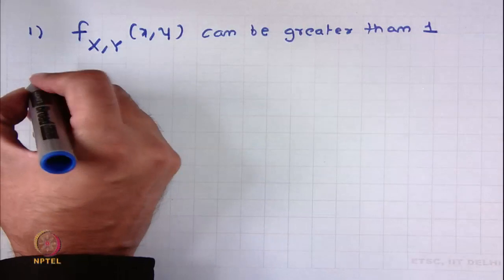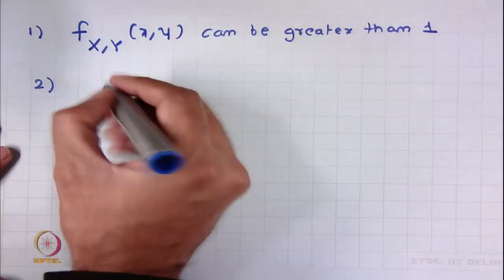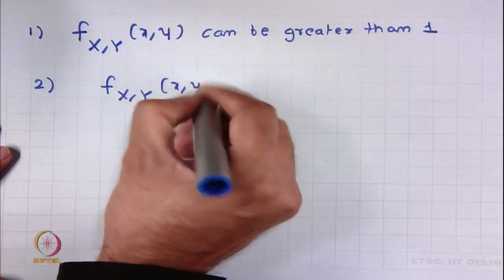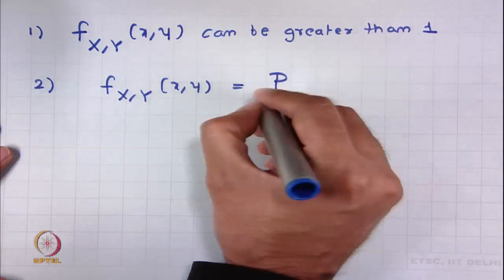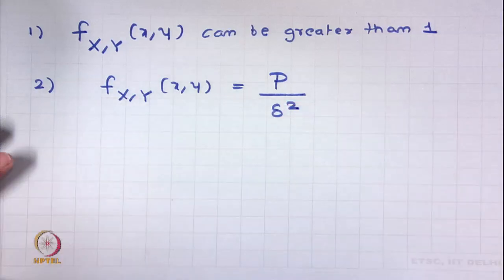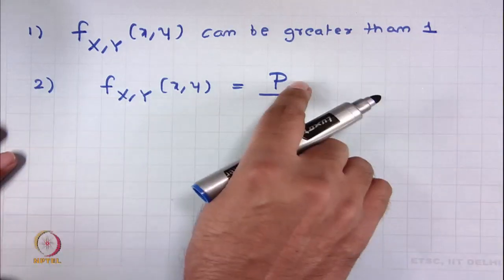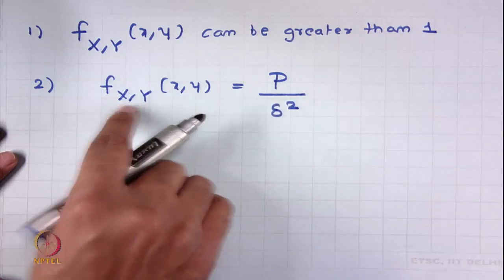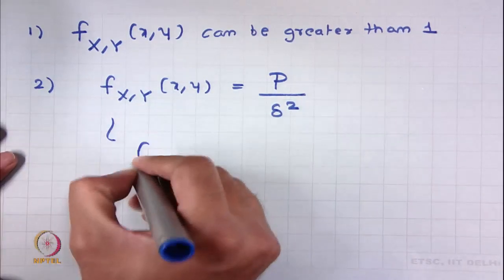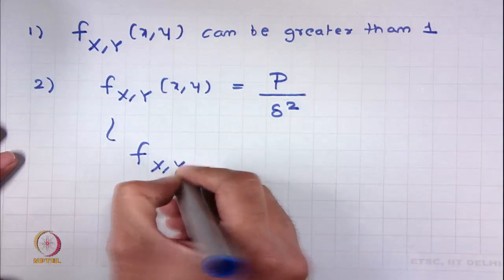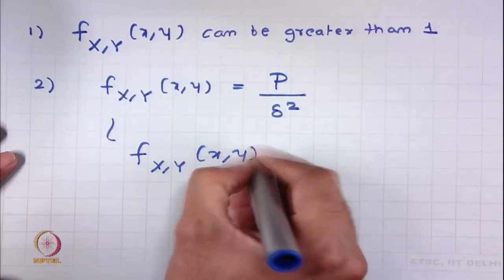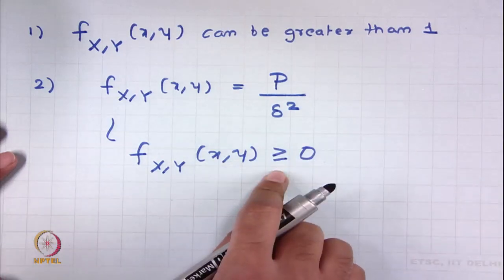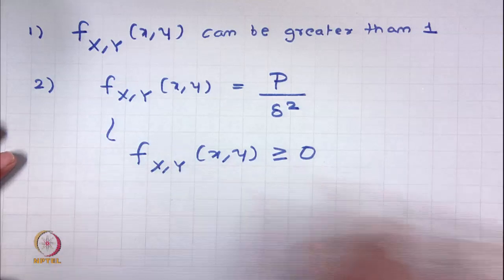And as this quantity is probability per unit area and probabilities can never be negative, the joint probability density function is also always non-negative. That means it is either greater than 0 or equal to 0, but it can never be negative.